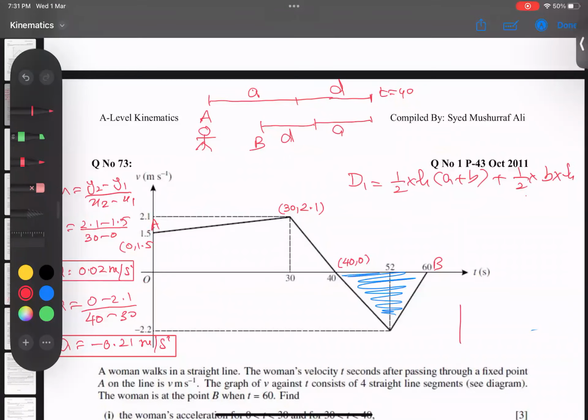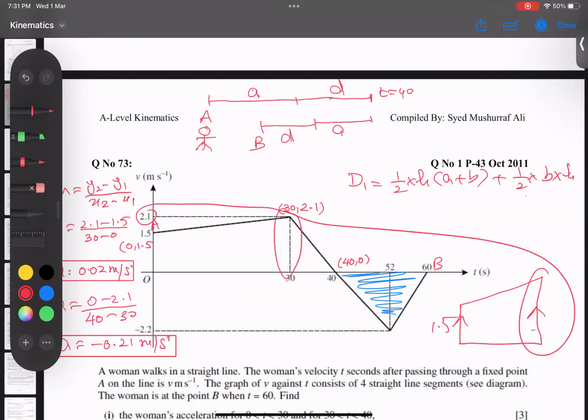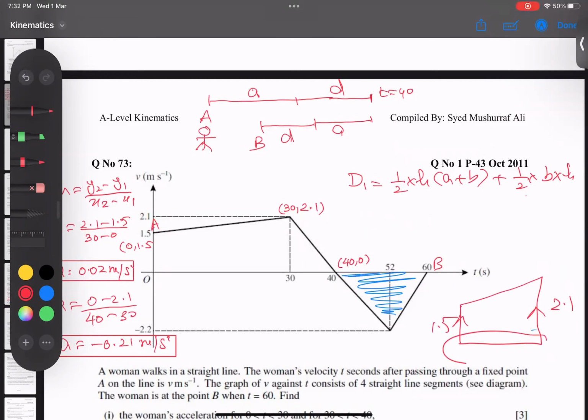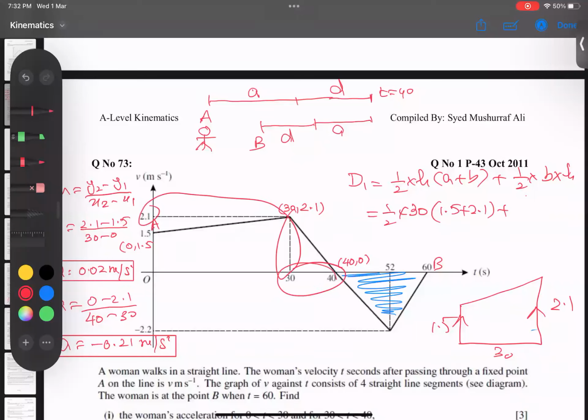In the trapezium shape, I'm going to make it separate here so you can understand. These 2 sides are parallel. This parallel side is equal to 1.5 and this side is equal to 2.1. The gap is 30 minus 0, which is 30. So I just plug in the values: half into 30, times 1.5 plus 2.1. The other is this triangle area, where the base is 10 and the height is 2.1, so half into 10 times 2.1.